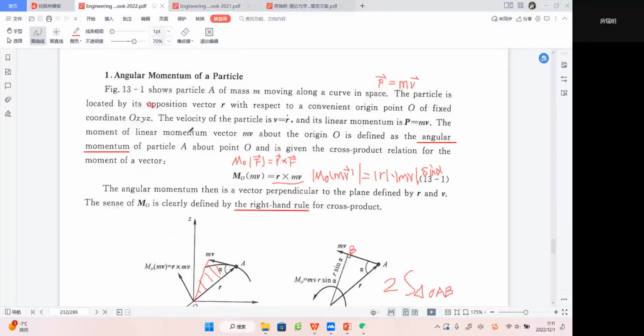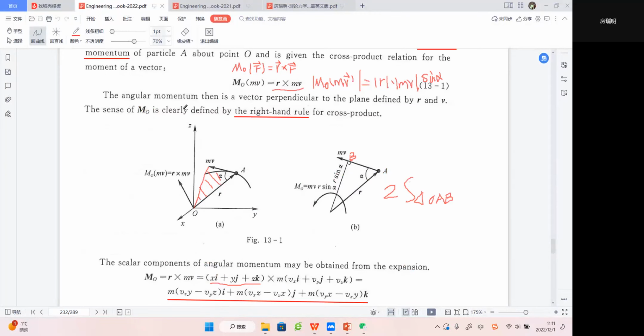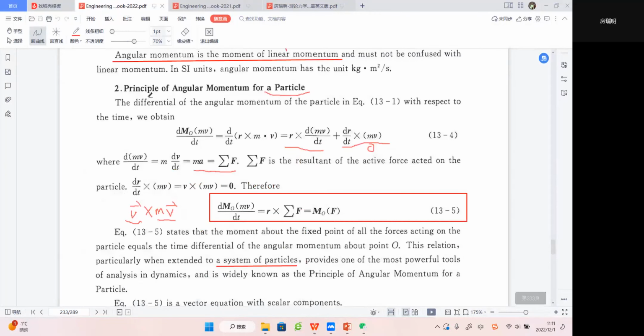So after we have this concept of angular momentum of a particle, then we find its principle, by doing the differential calculation. When we do this differential calculation, we find that this part will be 0, and this part is just the resultant force acting on the same particle, its moment about point O.